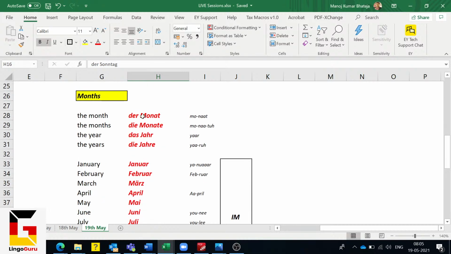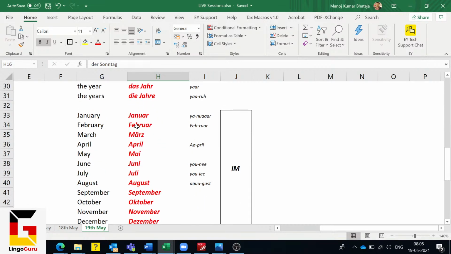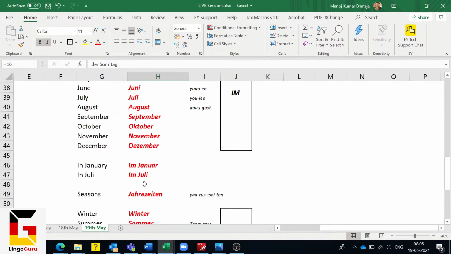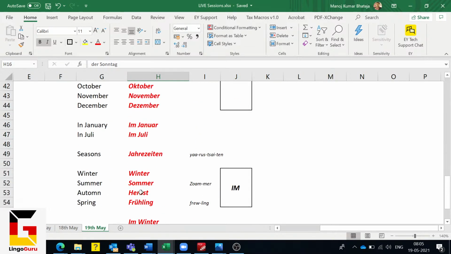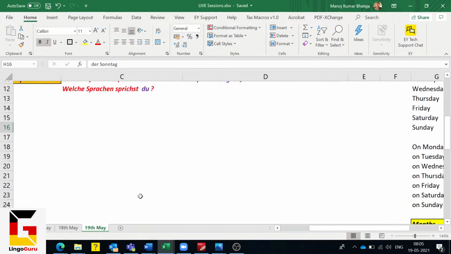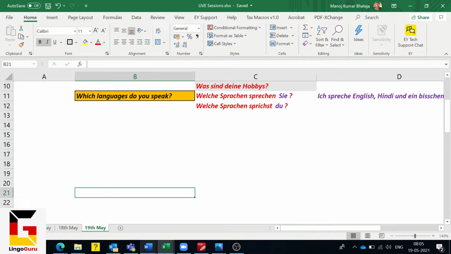Months: der Monat, die Monate, das Jahr, die Jahre. Januar, Februar, März, April, Mai, Juni, Juli, August, September, Oktober, November, Dezember. Seasons: Winter, Sommer, Herbst, Frühling. Alright, so this is how we pronounce such words. Any question? Please write in the chat box.